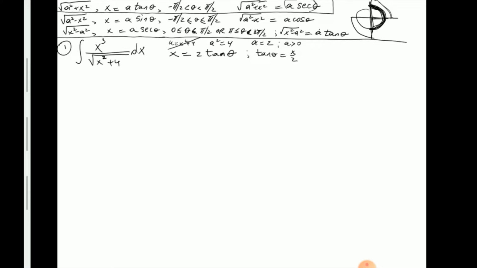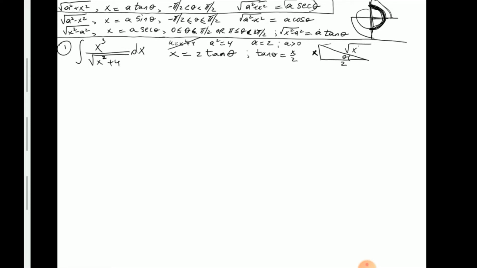And remember that in a right triangle, the tangent of an angle, put the angle here, is the opposite side over the adjacent. So because tangent is x over 2, according to the substitution, that means you can label the opposite side by x and the adjacent side by 2. And then compute via Pythagorean theorem the other side. So the hypotenuse is going to be square root of x squared plus 4, right?